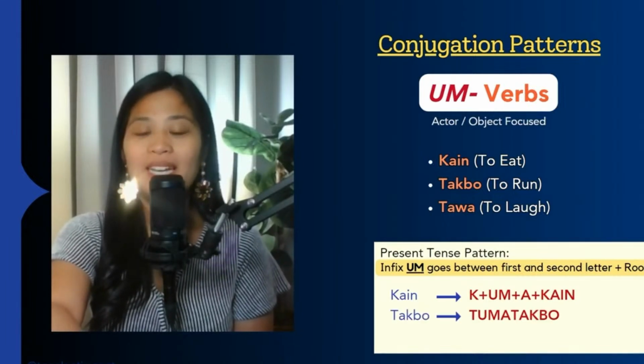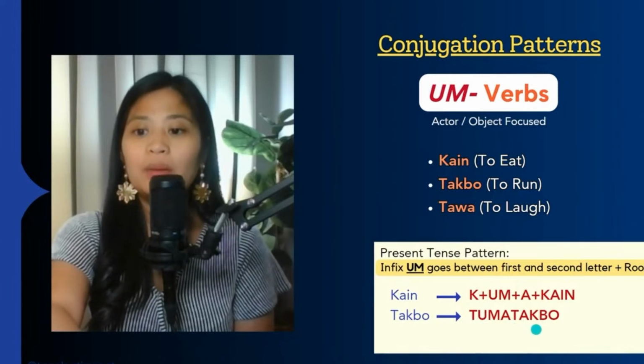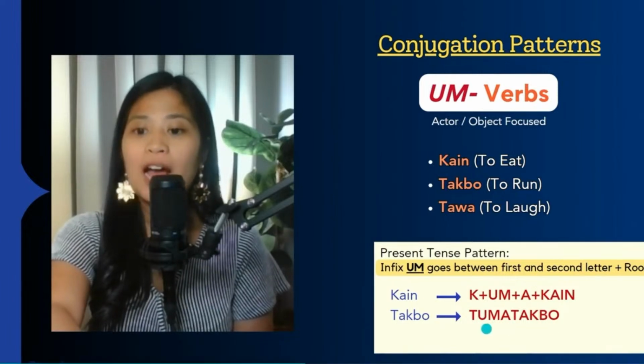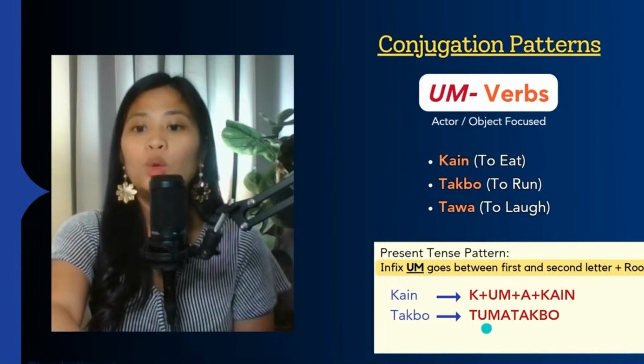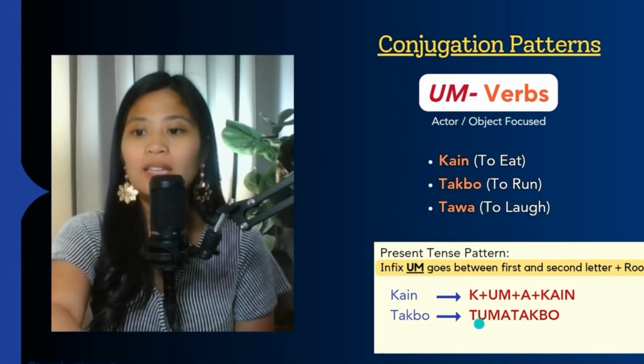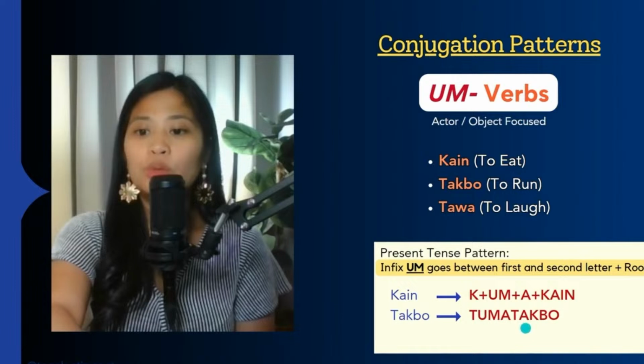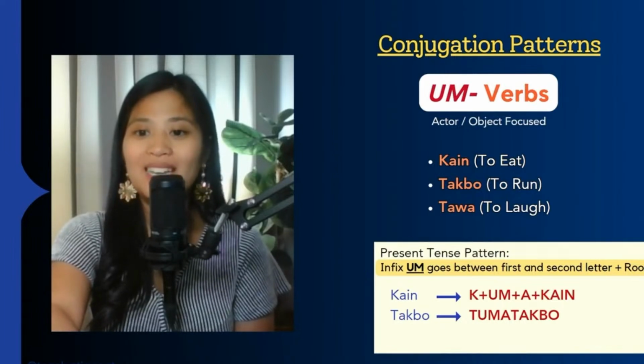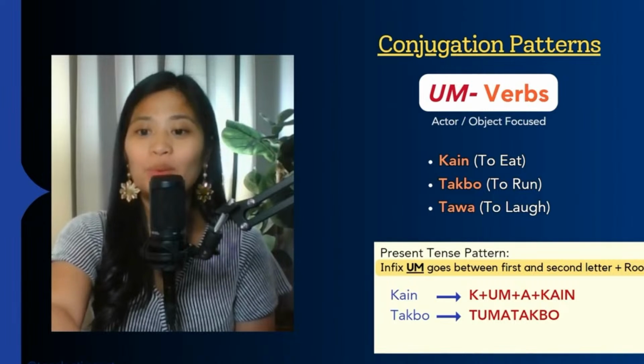Next, takbo means to run. In the present tense, it would be tumatakbo. Tumatakbo siya. He is running. Um goes between the first and second letter, and then it's the root at the end. Tumatakbo. You jot it down. What do you think tawa will be in the present tense? And just use the pattern we learned.